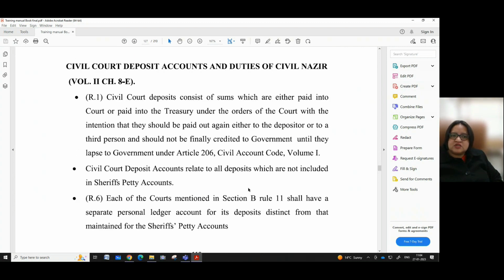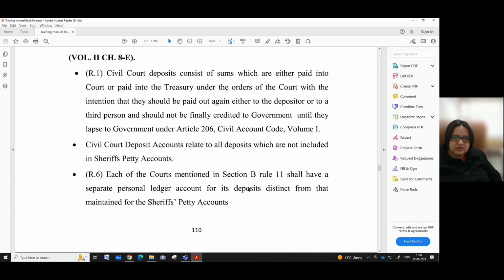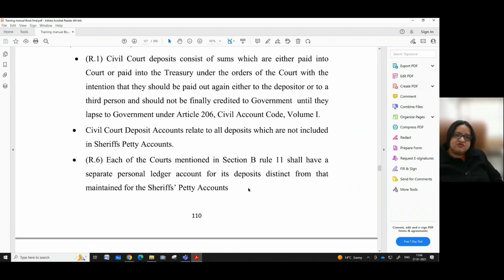Civil Court Deposit Accounts and Duties of Civil Nazir, Volume 2, Chapter 8E. Rule 1 says that civil court deposits consist of sums which are either paid into court or paid into the treasury under the orders of the court with the intention that they should be paid out again either to the depositor or to a third person and should not be finally credited to the government until they lapse to government under Article 206 Civil Account Code Volume 1.